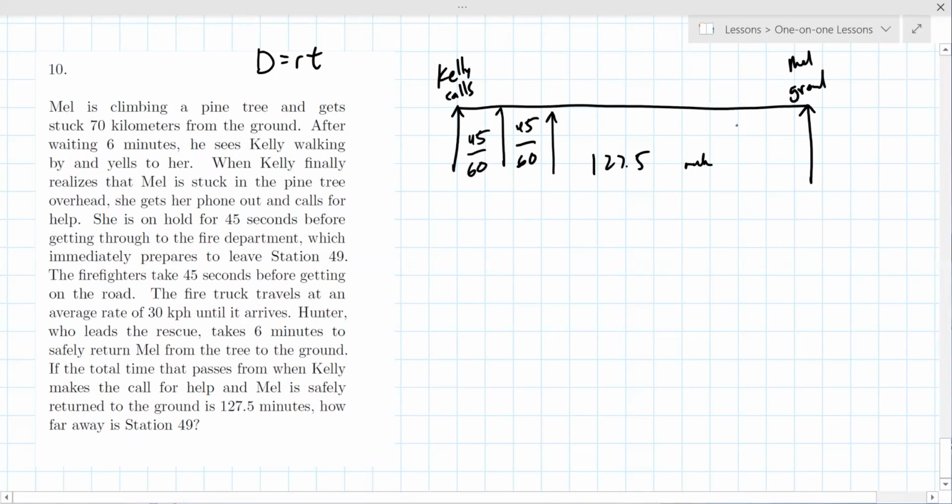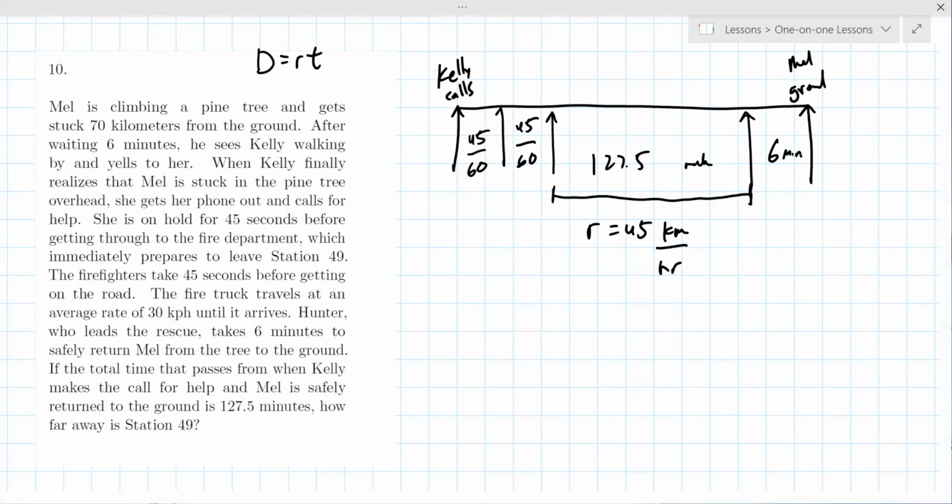So some amount of time passes and then they arrive. And we know that in this window their rate is 45 kilometers per hour. Hunter, who leads the rescue, takes 6 minutes to return the person to the ground. And then we're done, right? That takes care of the story. So how much time were they on the road?